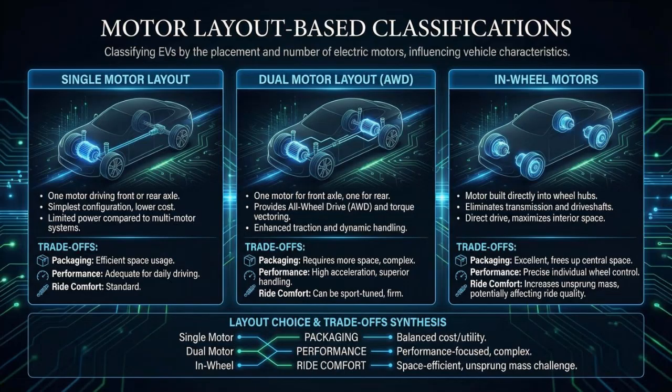In BEVs, the placement of motors also classifies the powertrain. Some cars use a single motor, while high-performance EVs use two motors, one for the front and one for the rear axle. In-wheel motors go even further, and they remove the transmission entirely and put the motor directly inside the wheel hub.